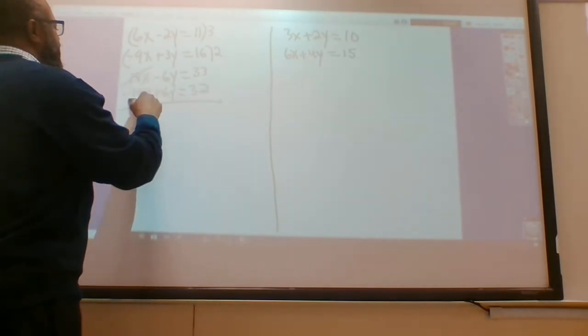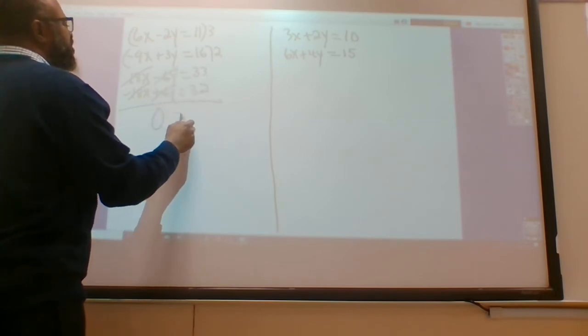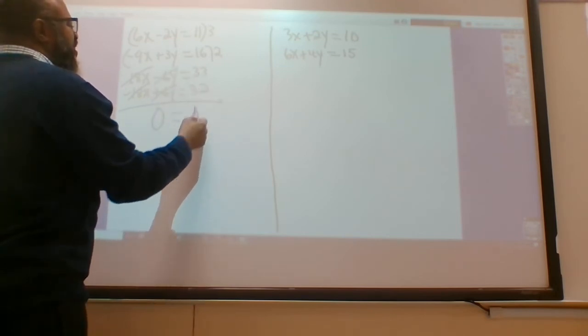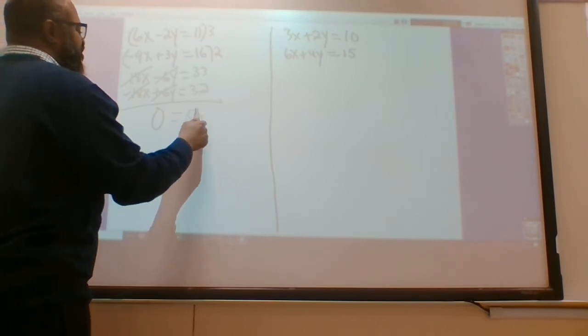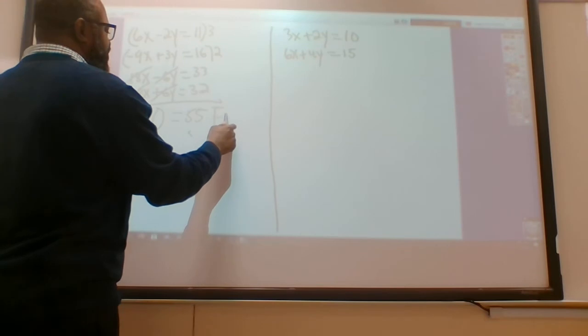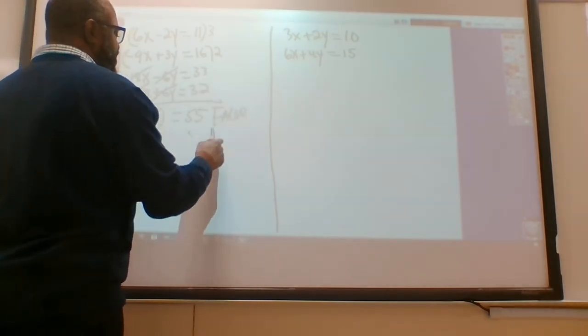So the x cancel each other out, the y cancel each other out, this side is 0, and that will be 55. That 0 is equal to 55, that's a false statement. Right, in this case, the system has no solution.